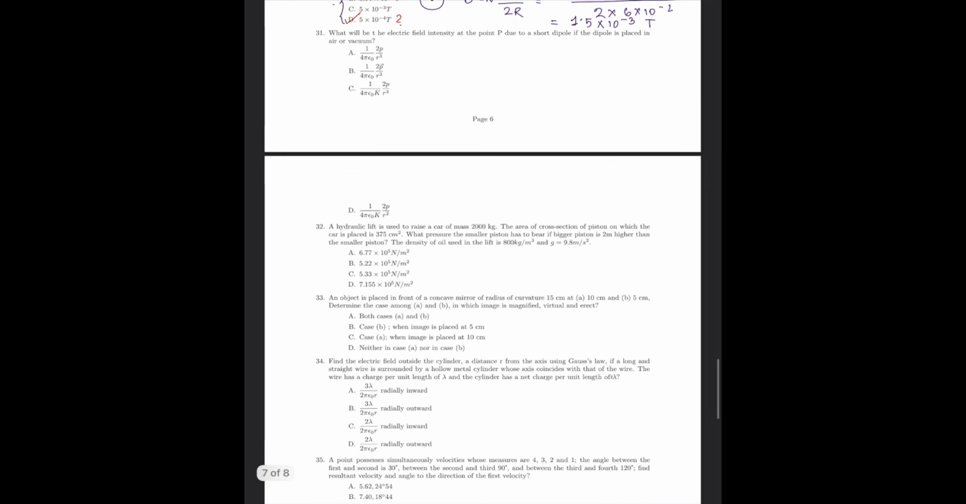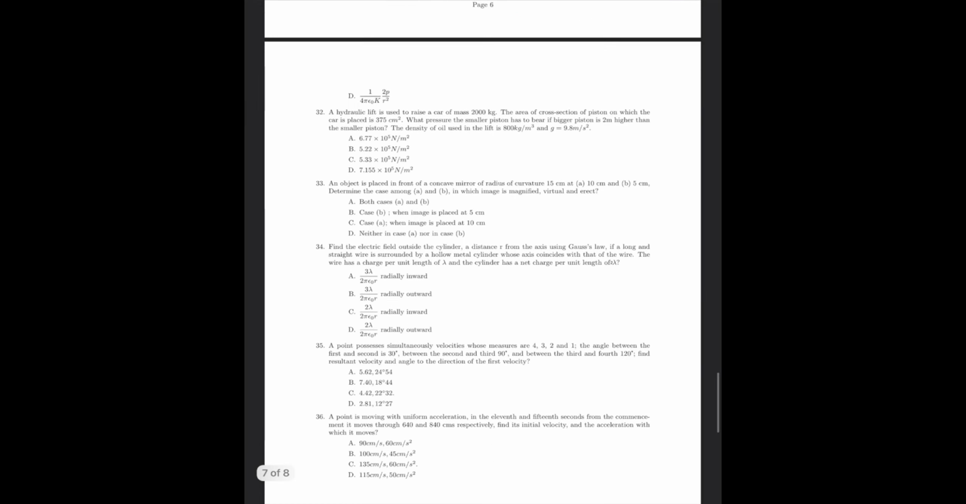So let's look at the 31st problem, which asks what will be the electric field intensity at a point P due to a short dipole if the dipole is placed in air or vacuum. As we know, the potential due to a dipole is proportional to 1 over r square, and since the electric field is proportional to minus dV/dr, the electric field will be proportional to 1 by r cube. Since this is required in air or vacuum, there is no factor like k in the answer. So only one option fulfills the requirement, and that is option A.